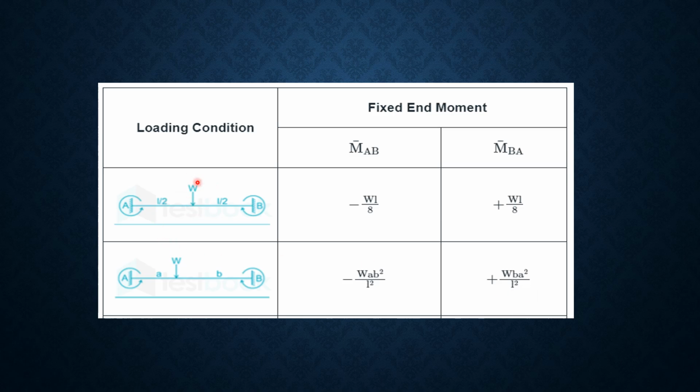If the point load is applied centrally, then the fixed end moment at A is minus WL by 8, and at B plus WL by 8. If the point load is applied eccentrically, to calculate the end moment at A, take the square of B, and to calculate the moment at B, take the square of A. So it is minus W A B square divided by L square at A, and W B A square by L square at B.